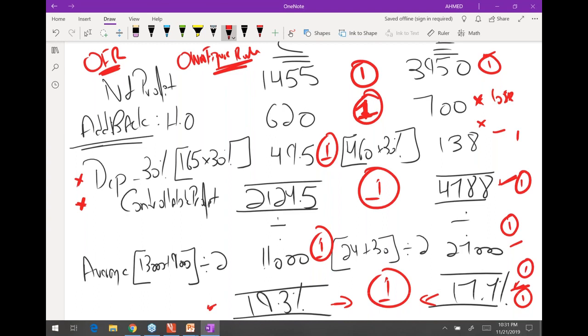No, this is not contribution, it is controllable profit, because you had to add back certain amounts only. So I hope this is clear. The 6 mark breakup is clear. Let's come to part two.